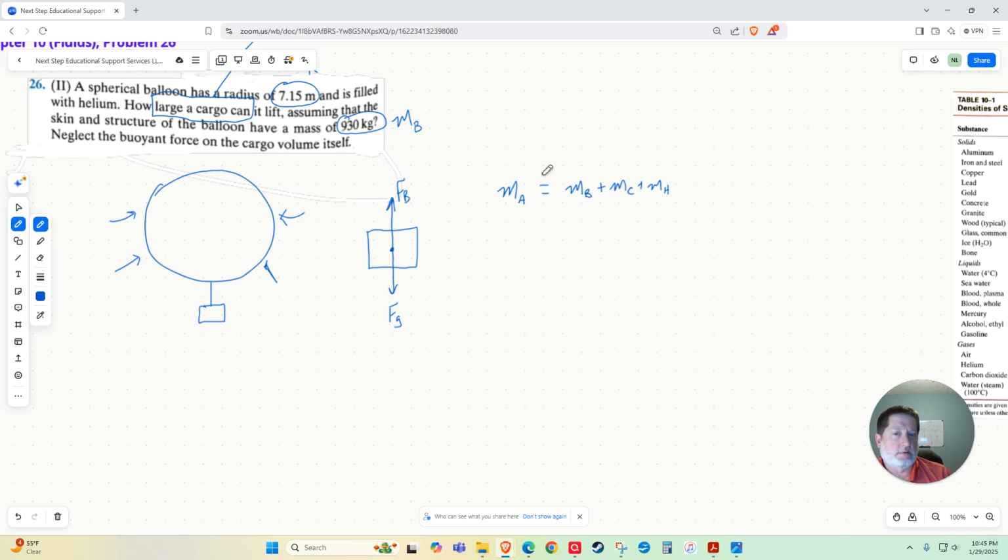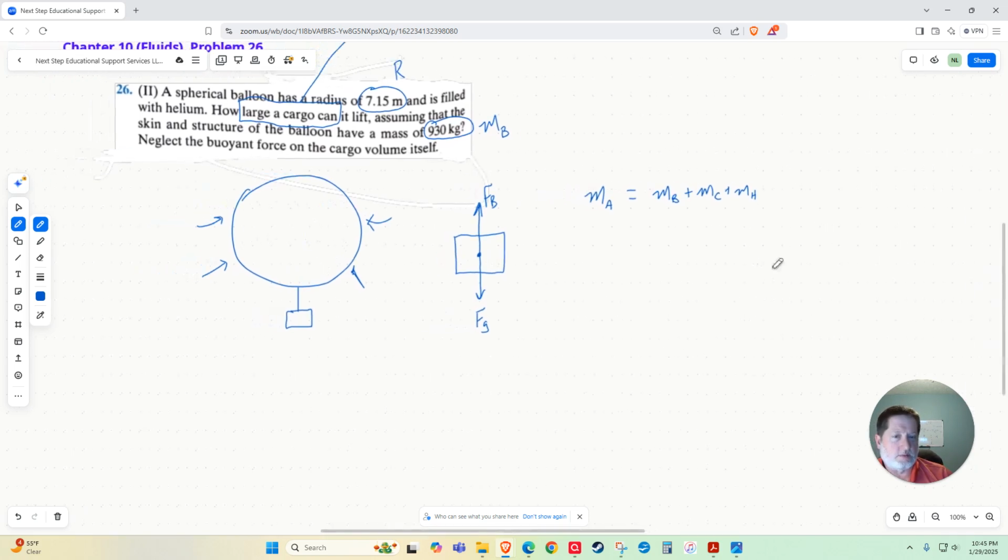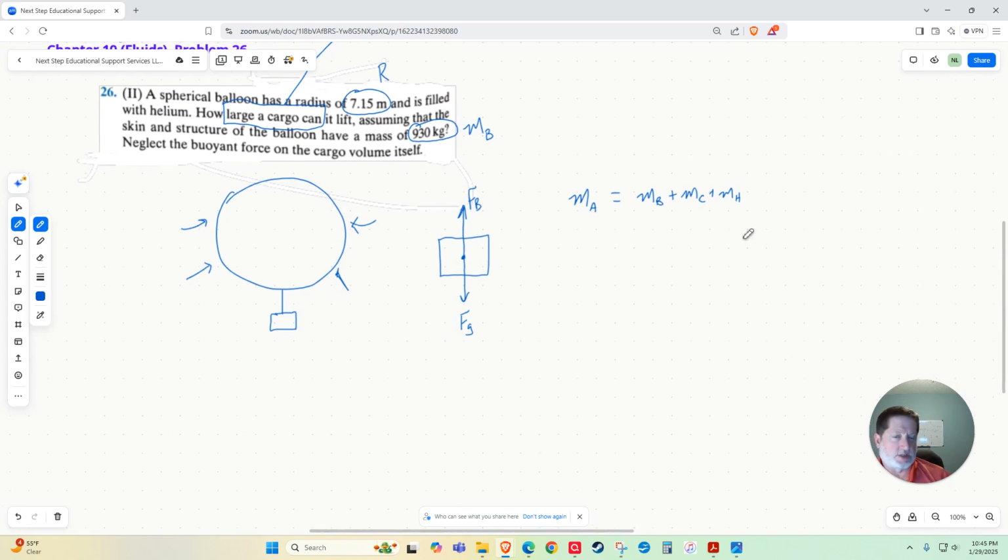Now again, gravity is acting on all these things. We've pre-eliminated gravity, canceling out on both sides.